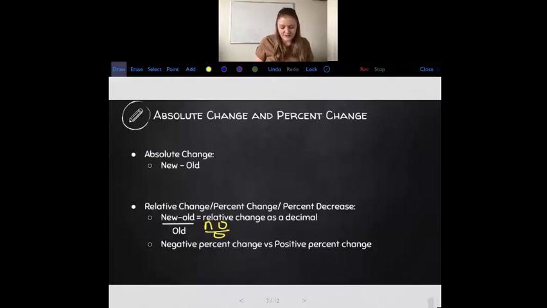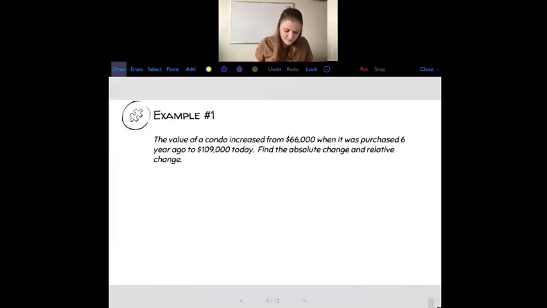Negative percent change versus positive percent change. So if you do this formula and something has a negative percent change, it means that the most recent value is lower than the older value. Or if you have a positive percent change, it means that the current value or the new value is more than the old value that you were working with. So it's okay to have a positive or a negative depending on the context of the problem.